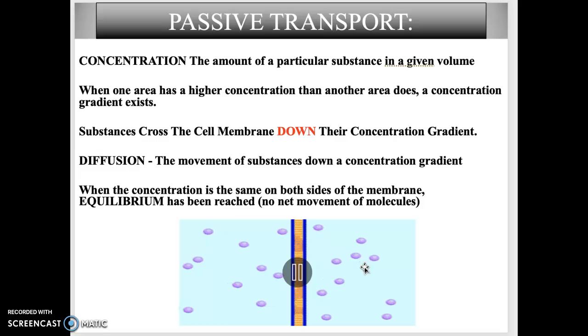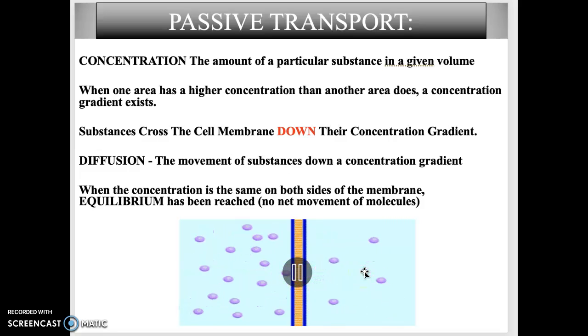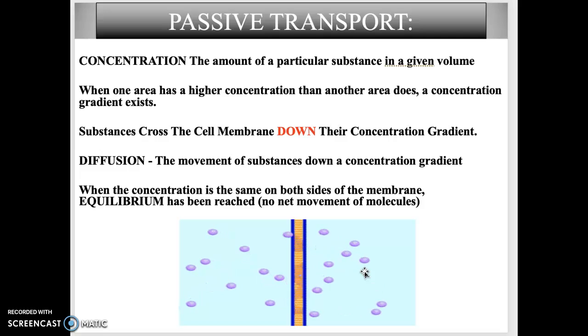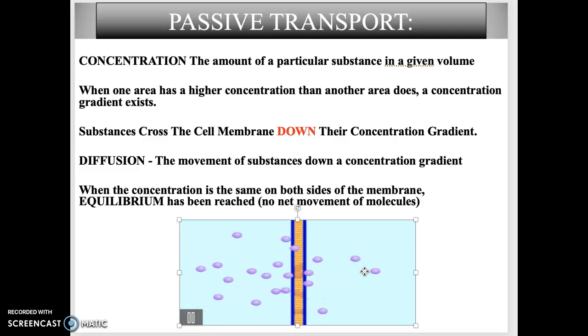Okay, not every molecule does that, but we move until we get an equal amount of molecules on either side of the cell. And it turns out this is exactly how you get oxygen into your cell. It's also exactly how you get water into your cell. We can see the molecules moving from high concentration to low concentration. And once they are equal, then we say that the cell is at equilibrium.